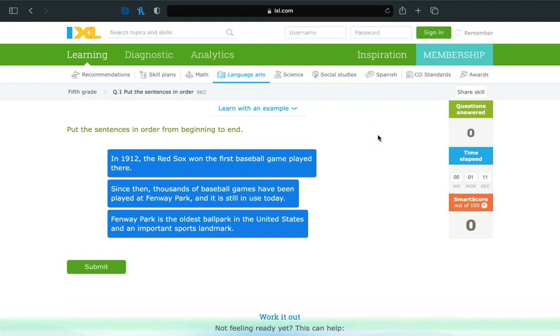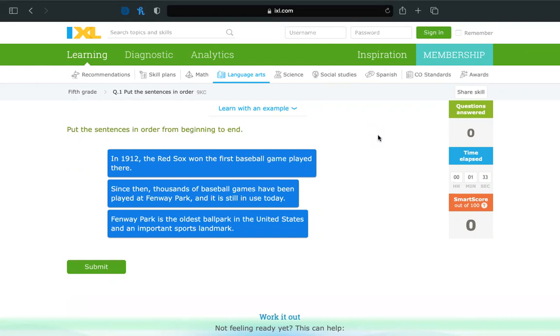Today we're going to be talking about putting sentences in order from beginning to end in a way that makes logical sense. We're going to have a couple of sentences, and our task is to put them in order from the beginning to end in order to form a coherent, logical story or passage or whatever they're trying to give us.